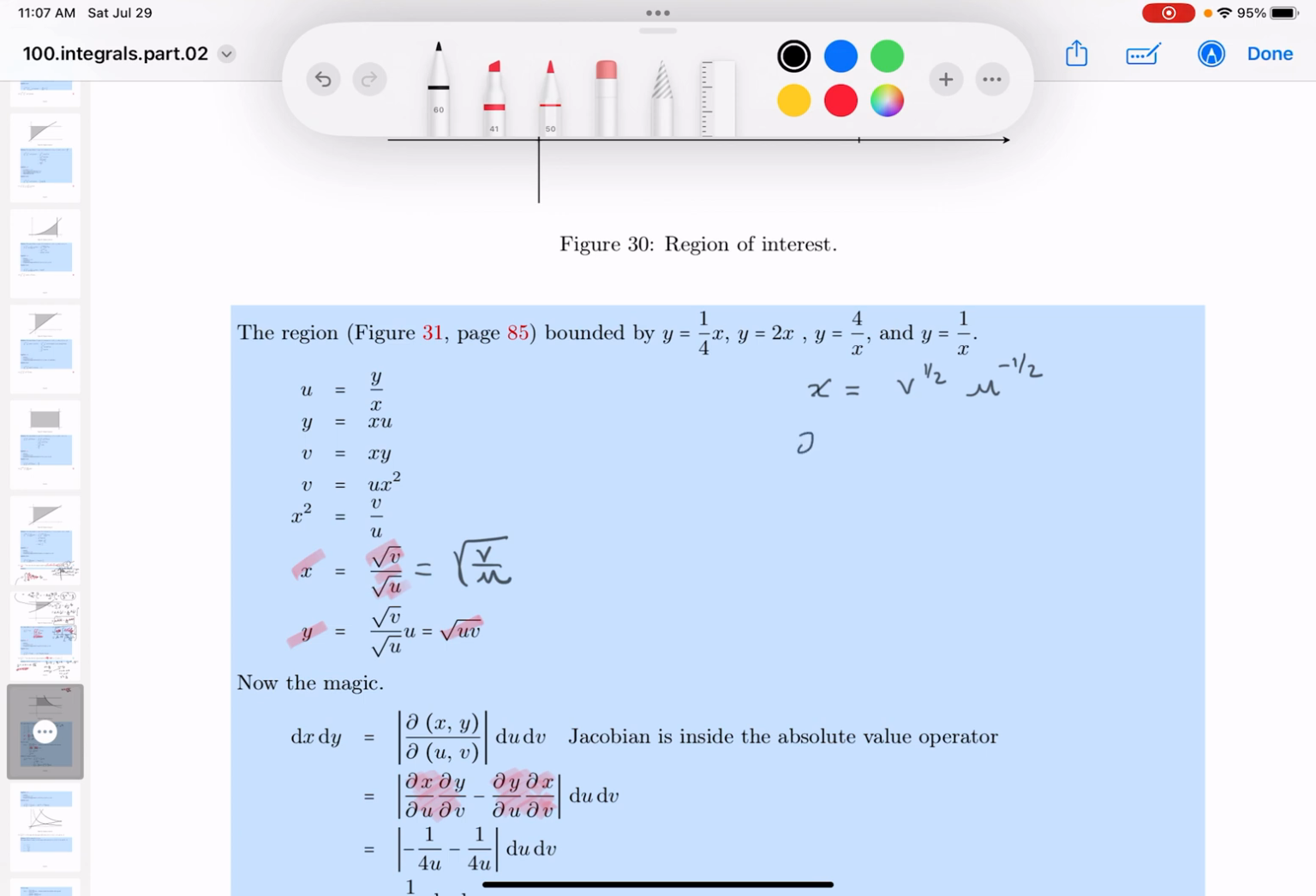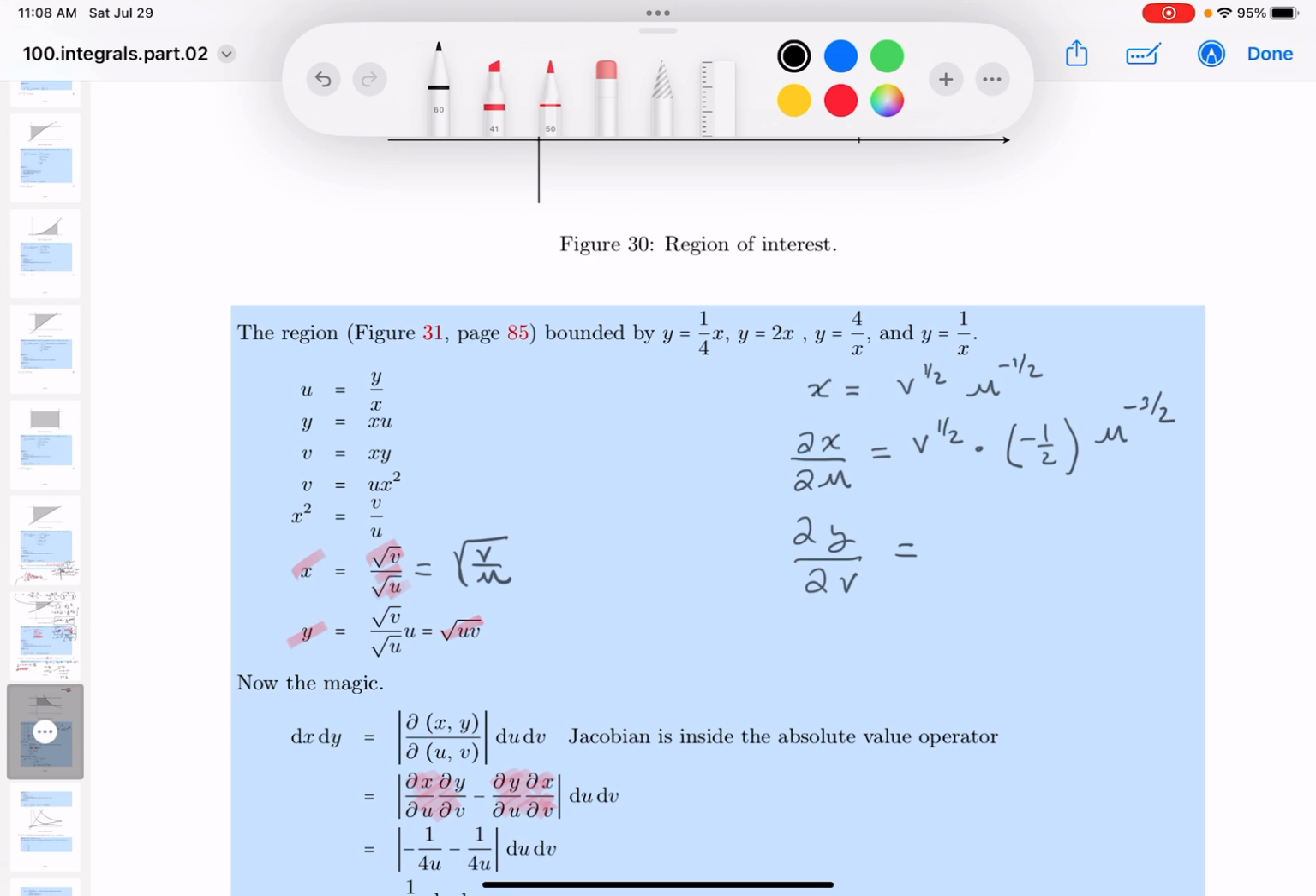I want to do the partial of x with respect to the partial of u. And what do I do there? I'm really looking just at the derivative of u. And I'm going to say v is a constant here. So I'm going to say v to the 1/2 times, well, this guy's derivative, not that bad. It's going to be minus 1/2, and it's going to be u to the minus 3/2. And I also got to get the partial of y with respect to v.